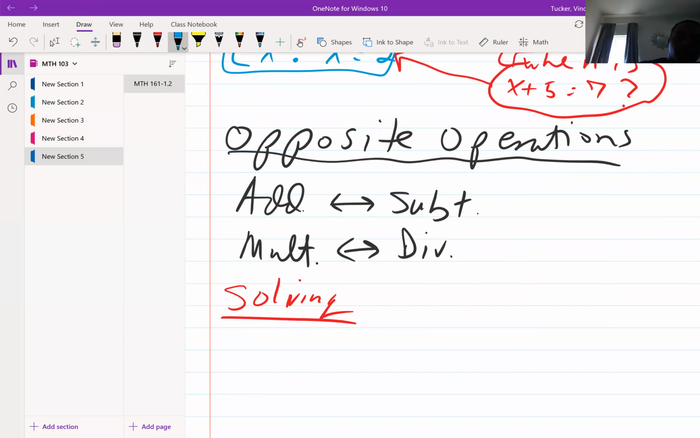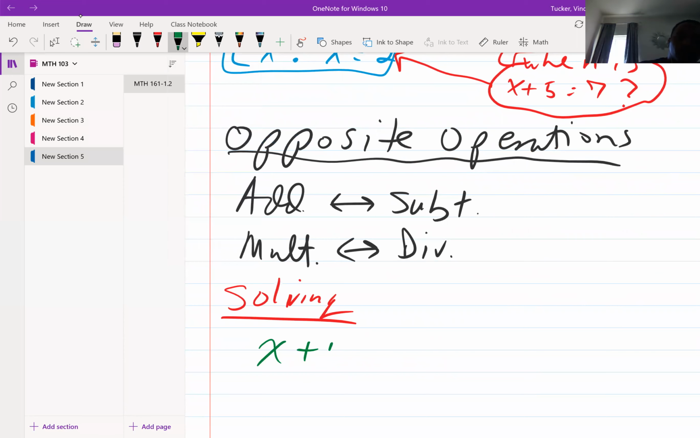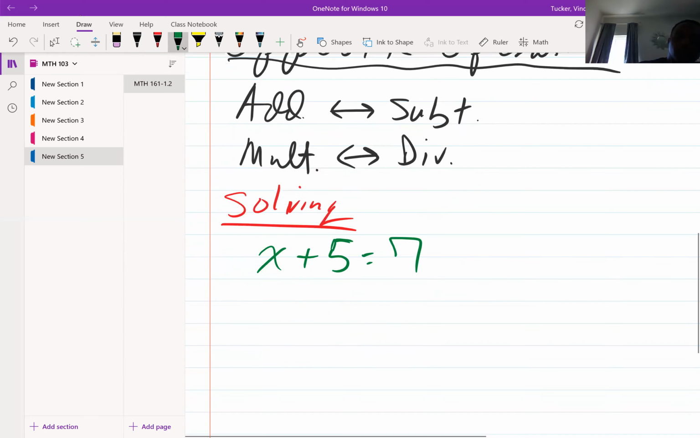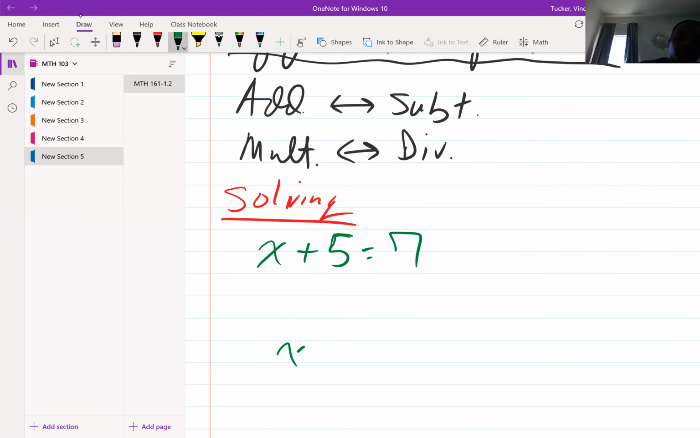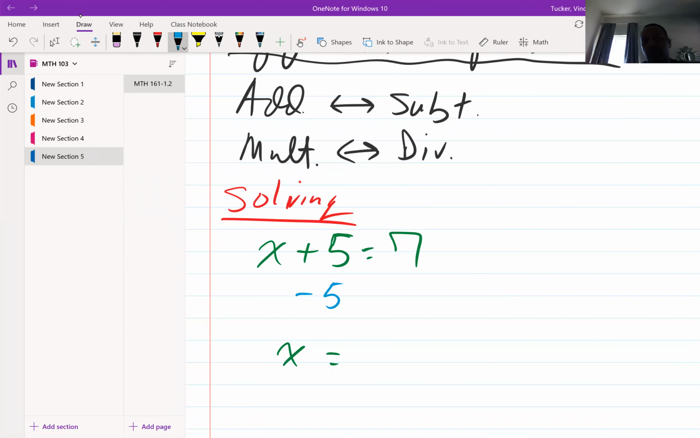So when I go back to the equation x plus 5 equals 7, my goal is to get x by itself on one side of our equation. That's what it means to solve for a variable. You want to get that variable by itself on one side of your equation. In order to do that, you have to undo what's being done to it. So when I look at my original equation, x plus 5 equals 7, I need to undo the addition of 5. And in order to do that, I need to subtract 5 from it.